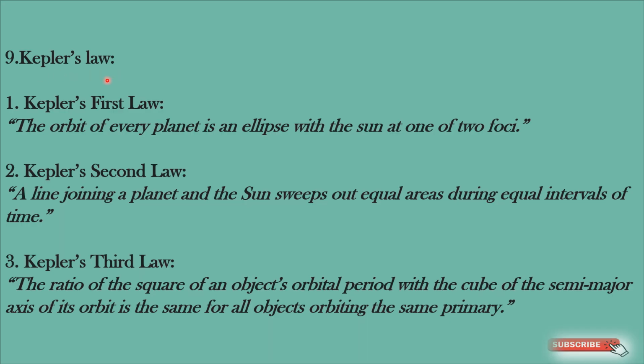Let us see Kepler's laws. Kepler's first law. The orbit of every planet is an ellipse with the sun at one of two foci. Kepler's second law. A line joining a planet and the sun sweeps out equal areas during equal intervals of time. Kepler's third law. The ratio of the square of an object's orbital period with the cube of the semi-major axis of its orbit is the same for all objects orbiting the same primary.